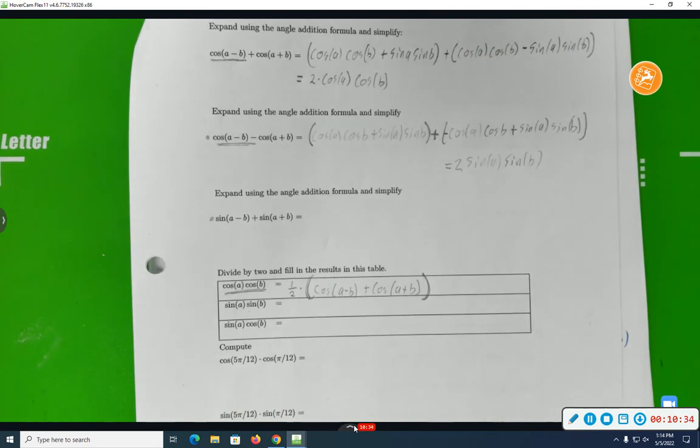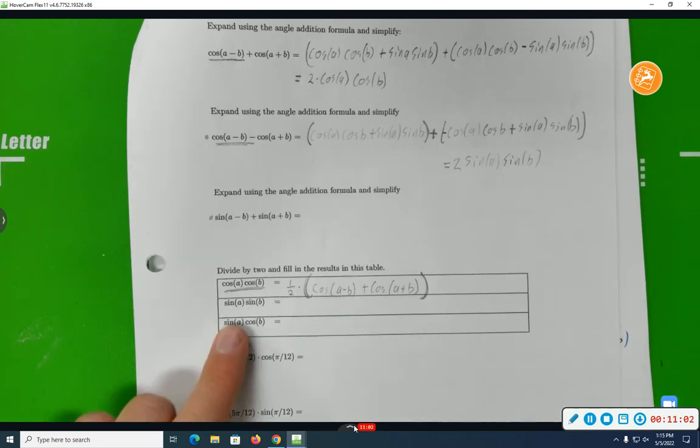Now that we've done that, what cancels? The cosines and the sines stack now? Cool. So apparently cosine a minus b minus cosine a plus b is 2 sine a sine b. So which row in that table does that let us fill in? The middle one, I guess, by dividing by 2.